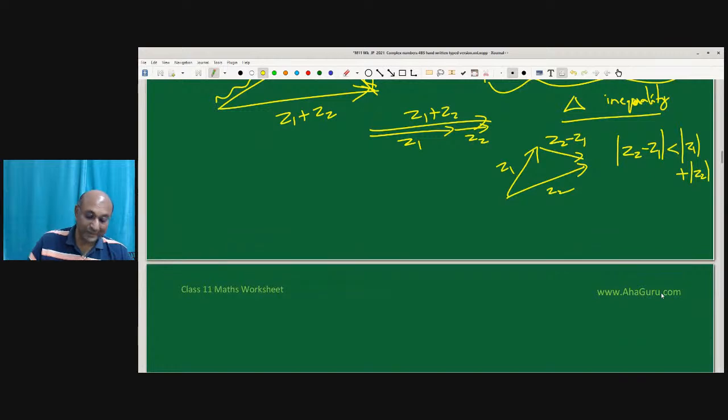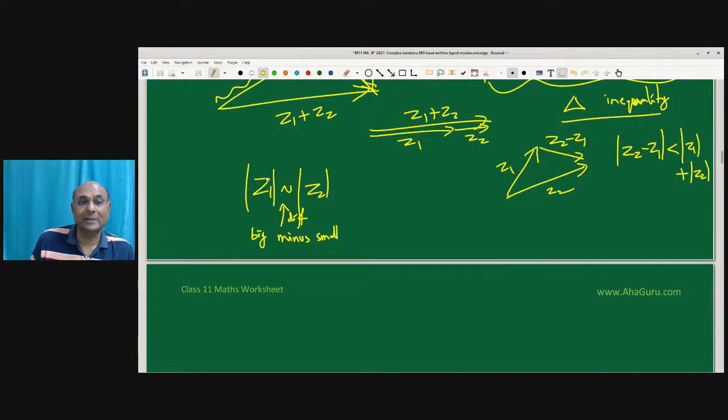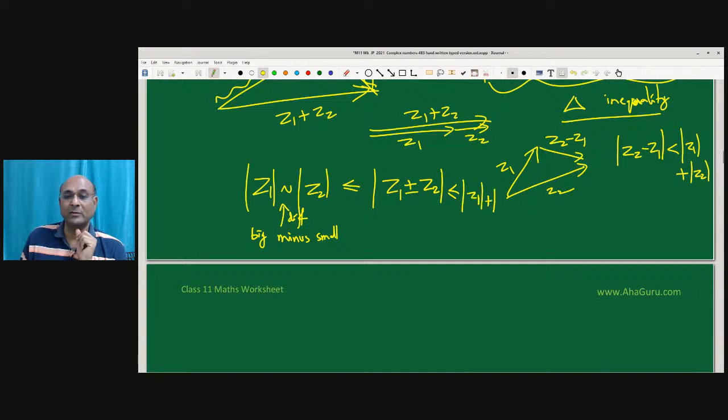But you can say Z1 minus Z2, not approximation. Take the greater value, big minus small. We call it the difference, big minus small. These are all real numbers, remember. Z's are complex. The modulus is real. The difference between two complex numbers in modulus is always less than or equal to the modulus of the difference or sum, which is less than or equal to the sum of the two moduli. This is the difference.